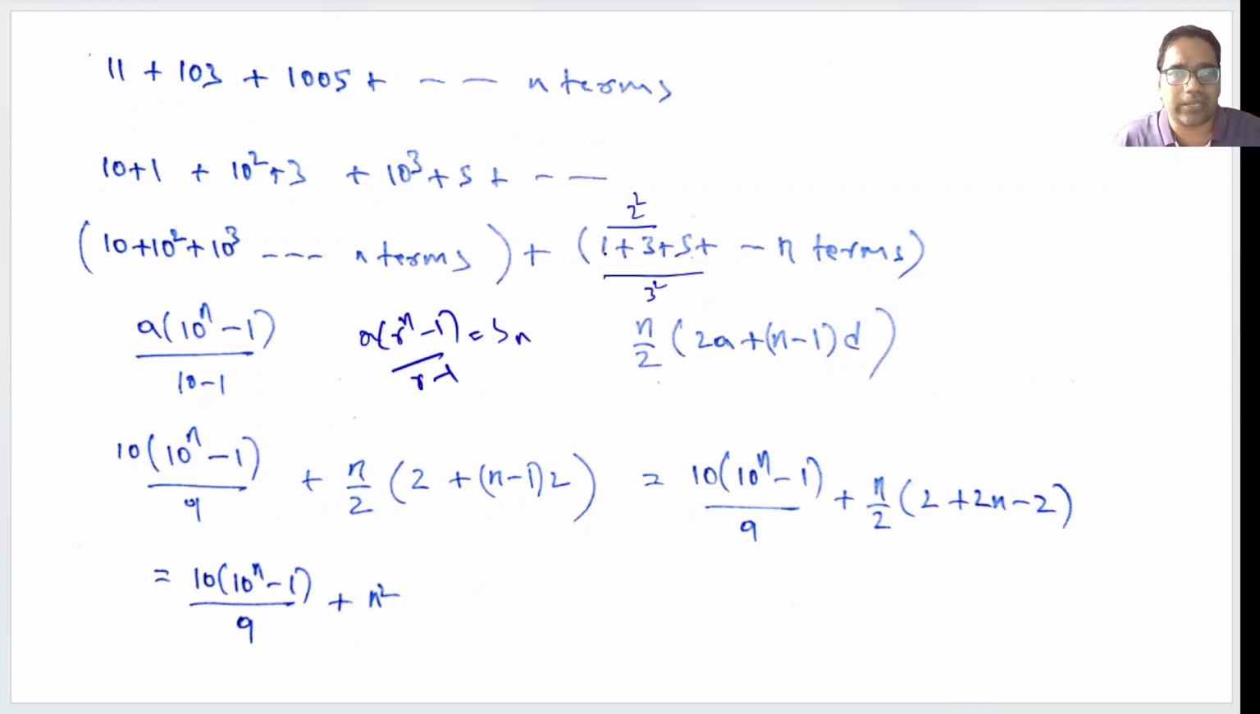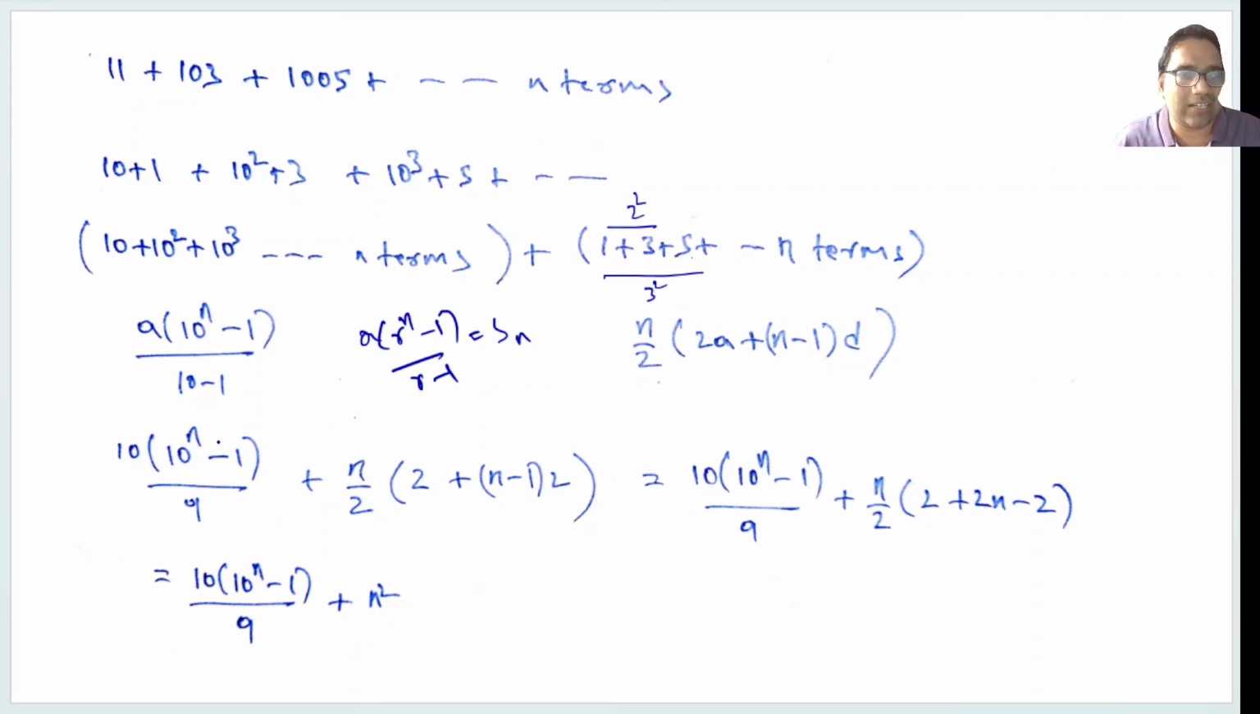This is n by 2 into 2a plus n minus 1 into d. That means 2a is 2, plus n minus 1 into d, and d is also 2. So 2 plus 2n minus 2. Right, this 2 and this 2 will cancel. n by 2 into this, so this 2 also, this 2 also cancel. So we'll be left with n square again. Right. But we don't need this. Sum of n odd numbers is n square. Right. We should know this. And we know this. Right.